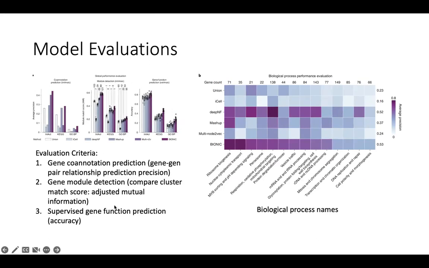Another one is gene module detection. What is a gene module? It's a cluster of genes together that represents some specific biological function. So my understanding is that a gene module is a gene cluster. That's why they use the AMI score to check the difference between the actual clusters and their predicted ones. And the last one is the easy one, gene function prediction: how much percentage they predicted correctly, the accuracy of the gene.